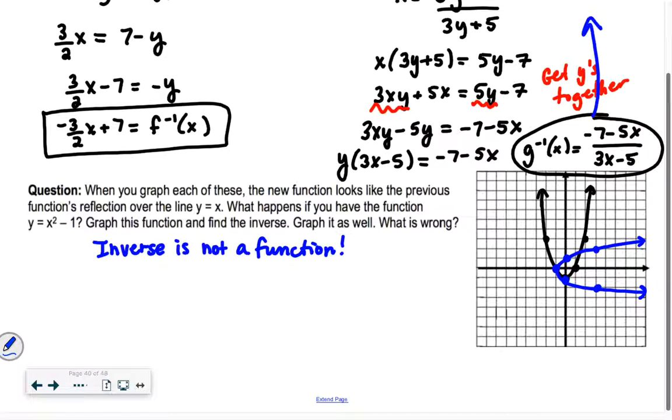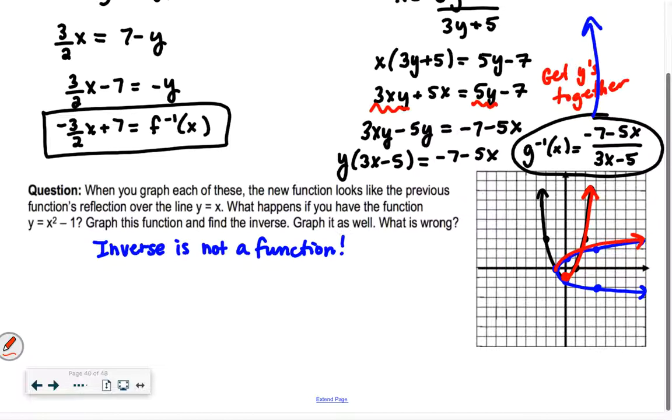Okay, so we need to do something called restricting the domain. And you guys kind of touched on this a little bit in Algebra 2, but we didn't do a ton with it. So what we do is we pick one of the sides. So if I pick only the right side of the original parabola, then that's going to be the same as only the top of the other parabola. So it's going to be this part here.